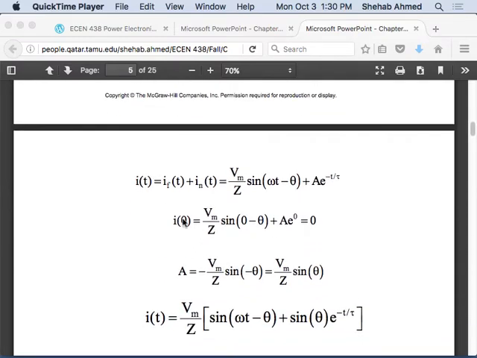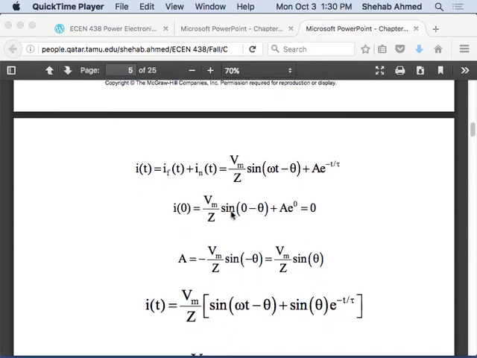So what can we do? I of 0 is equal to 0. We substitute I of 0 into the current equation, and we solve for A. This is when we solve for A.